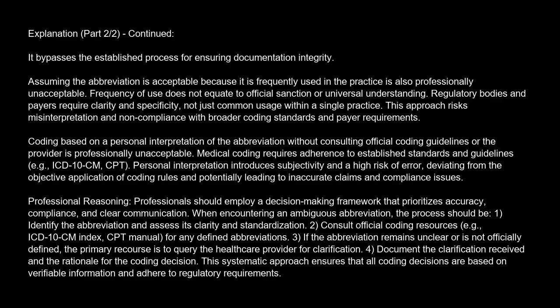Professional reasoning. Professionals should employ a decision-making framework that prioritizes accuracy, compliance, and clear communication. When encountering an ambiguous abbreviation, the process should be: 1. Identify the abbreviation and assess its clarity and standardization. 2. Consult official coding resources, e.g., the ICD-10-CM Index, CPT Manual, for any defined abbreviations. 3. If the abbreviation remains unclear or is not officially defined, the primary recourse is to query the healthcare provider for clarification. 4. Document the clarification received and the rationale for the coding decision. This systematic approach ensures that all coding decisions are based on verifiable information and adhere to regulatory requirements.